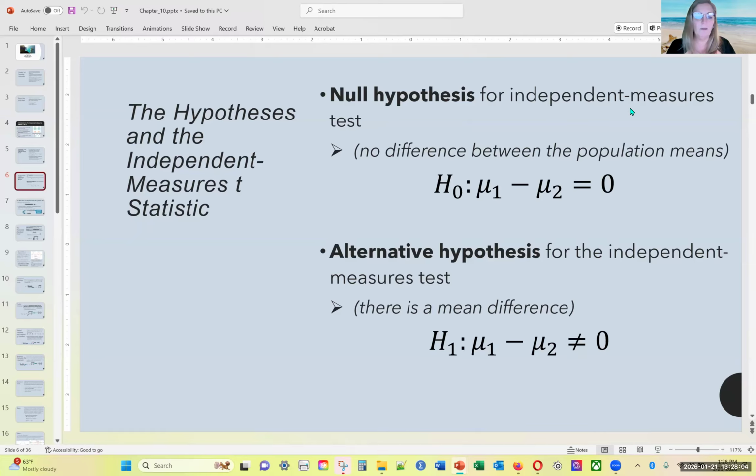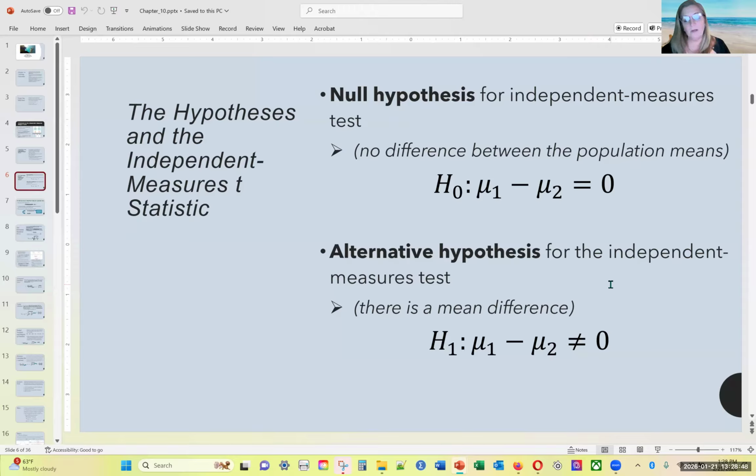All right. For the independent measures t-statistic, the way we would think of the null hypothesis is that there is no difference between the population means. So H0 is the mean from the first group minus the mean from the second group equals 0. And here, since all of this is hypothetical, we're saying that the population in one condition would be not different at all from the population in another condition, right?